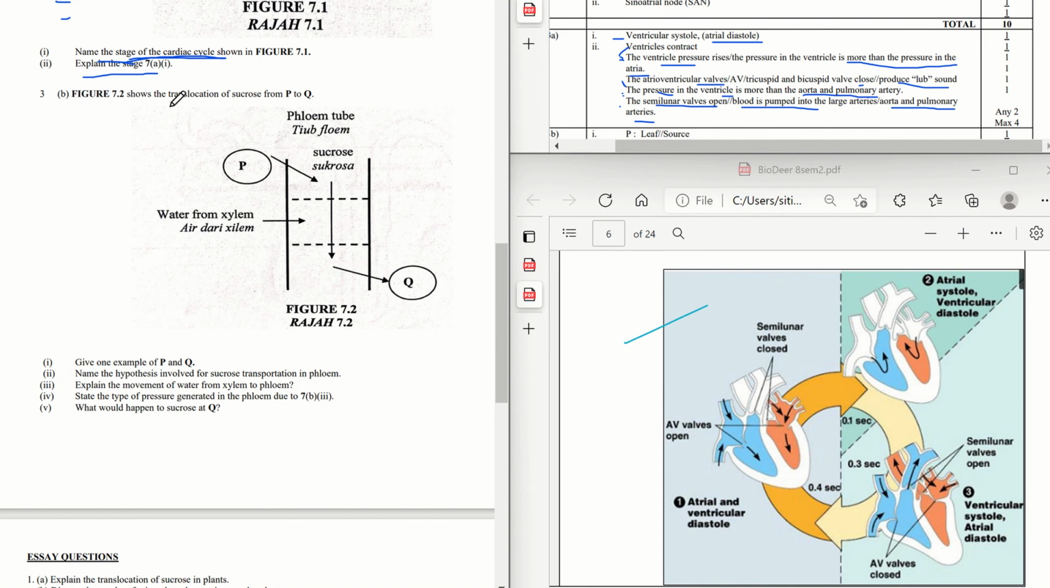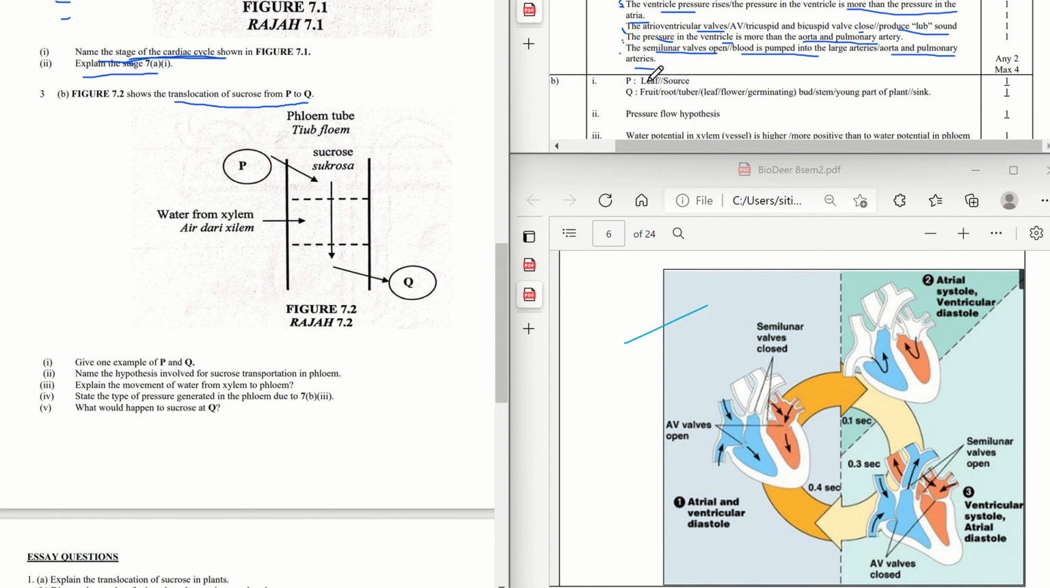Figure 7.2 shows translocation of sucrose from P to Q. Give one example of P, Q. Okay, so you tengok ada keluar arrow. So saya cakap kalau keluar meaning P is source. Bila source, leave lah. Okay, why? Because direction of sucrose is dia go out of it.